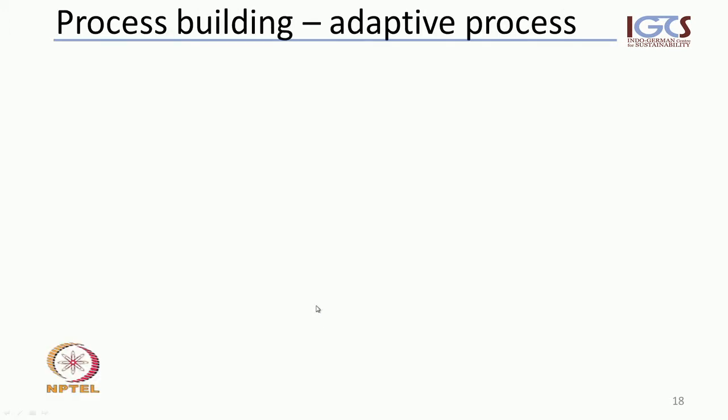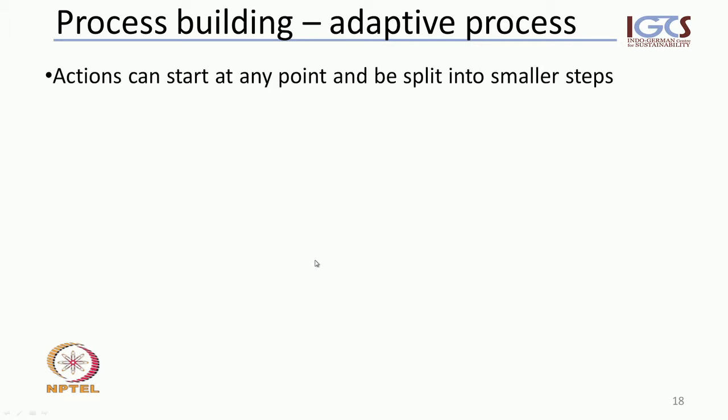The process building as such is an adaptive process. That means that actions can start at any point in time and any location in a river basin, and should be split into smaller steps that can bring measurable impacts, which are predictable and can be presented as part of the success of the changes towards sustainable river basin management.